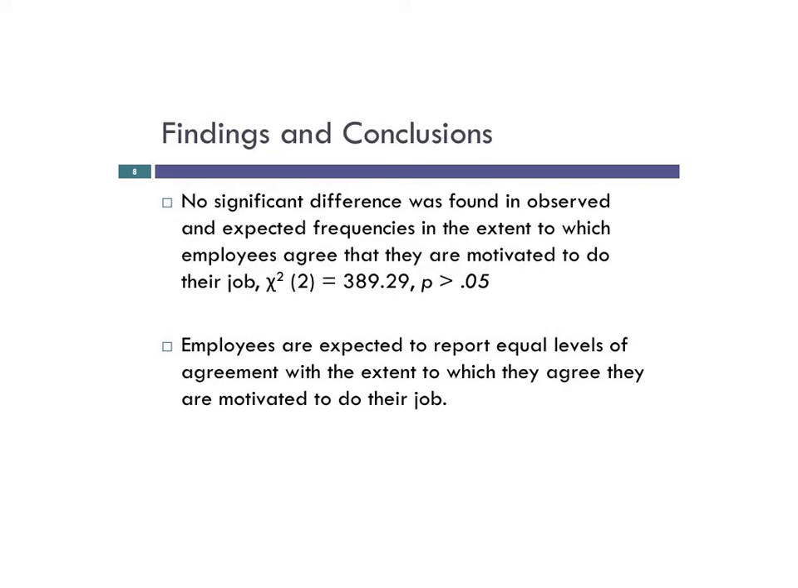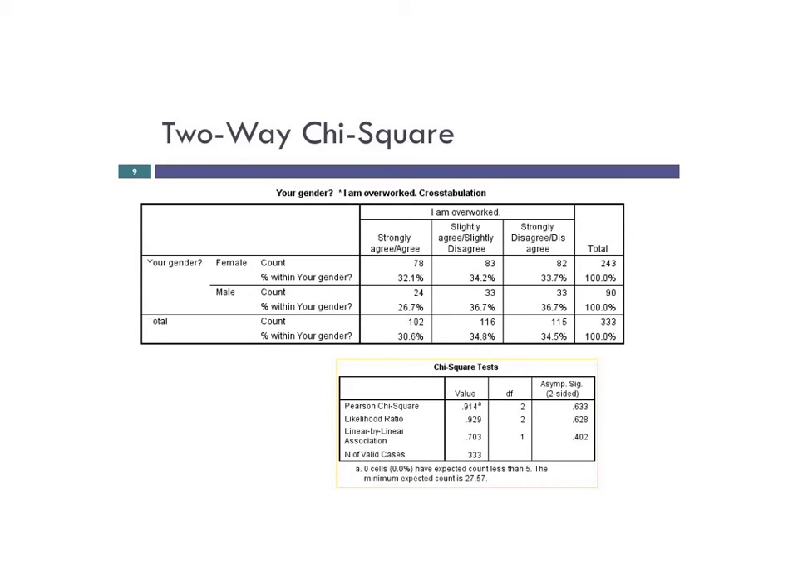And then we have what is a correct outcome, which is employees are expected to report higher frequency of being in agreement, to which they agree or they are motivated to do their job, than disagree or moderately neutral response. A two-way chi-square has two variables into account. So in this case, we're using "I'm overworked" as one variable. That's the sentence. And then we're seeing if males or females are more likely to strongly agree, slightly agree, have that neutral response, or the strongly disagree response.